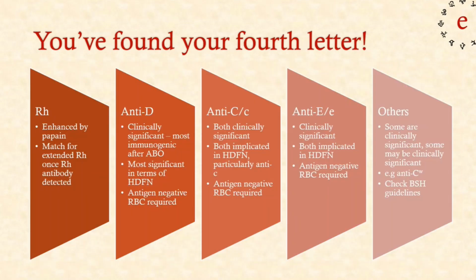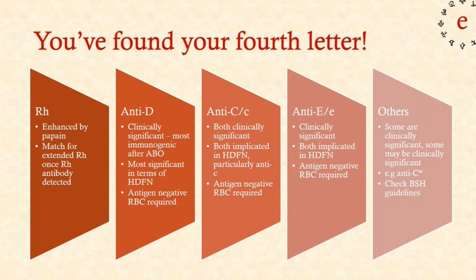So we found our fourth letter. When we're talking about Rh, they're all enhanced by papain. And when you find an Rh antibody, it's in the BSH guidelines that you would match for extended Rh, just because they are quite immunogenic.